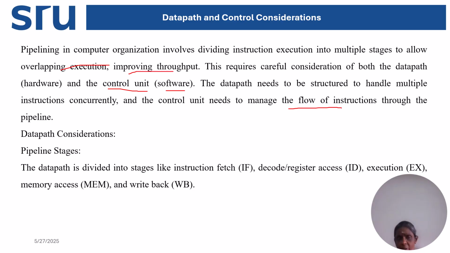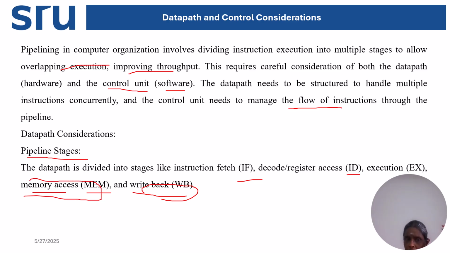And data path considerations in this case: what are the pipeline stages? The data path is divided into stages like so. Depending on the architectural structure, it is either 4 stages or 5 stages. Now here, instruction fetch, IF, number 1; instruction decode, second one; execution, EX, third one; memory access, MEM; and the fifth one, write back. In write back the results are written.